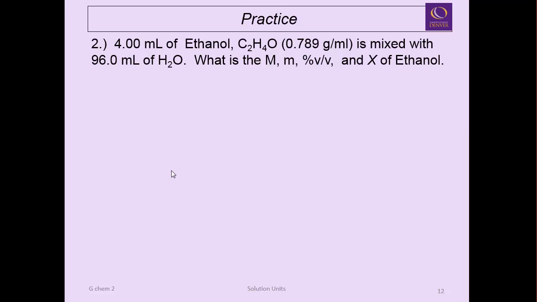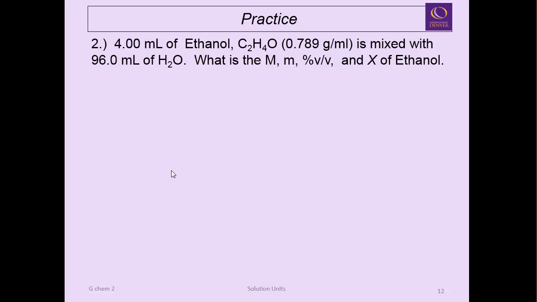So here's the second problem. 4 mils of ethanol. There's the chemical formula. It's 0.789 grams per mil. It's mixed with 96.0 mils of water. Okay, so what's the molarity? How much ethanol is distributed in the total volume? What's the molality? How does the amount of ethanol added affect the properties of that water, or vice versa?